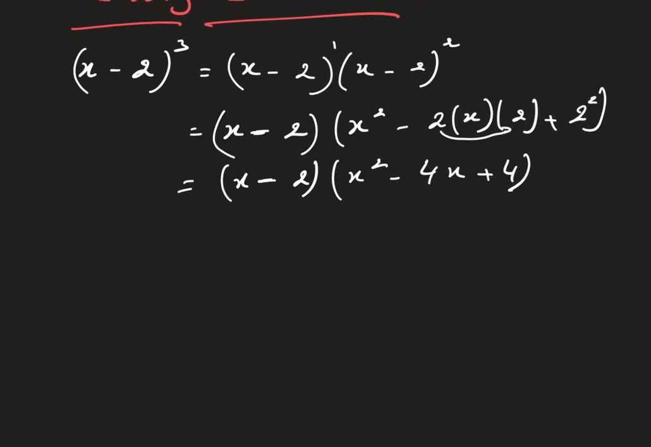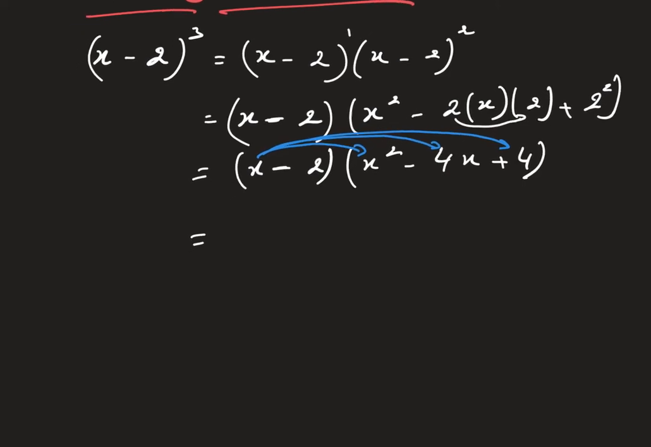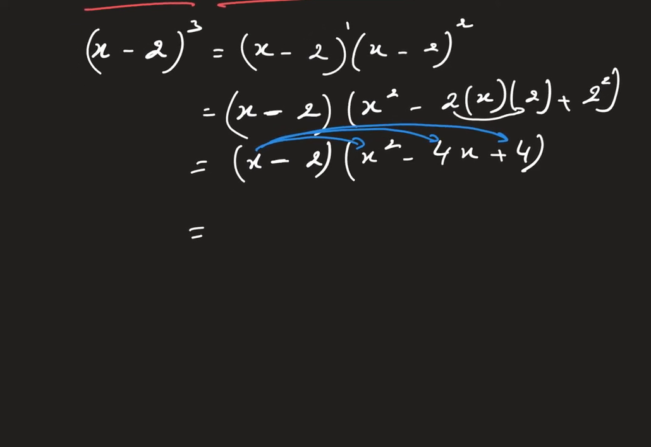Now we're going to use the distributive property. We're going to distribute x times x squared, and x times negative 4x, and x times 4. So we're going to expand this one more. We will have x to the first times x to the second, that will be x to the third. And x to the first times negative 4x will be negative 4x to the second. Remember, we have like x to the first here. And x to the first times 4, that will be 4x.